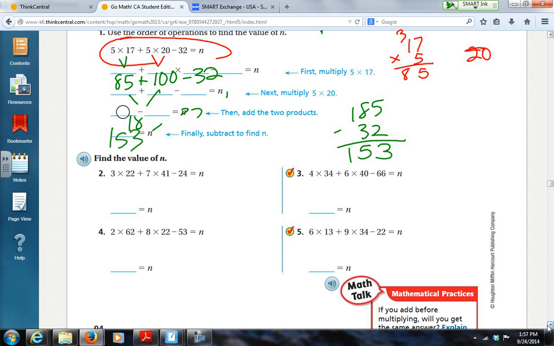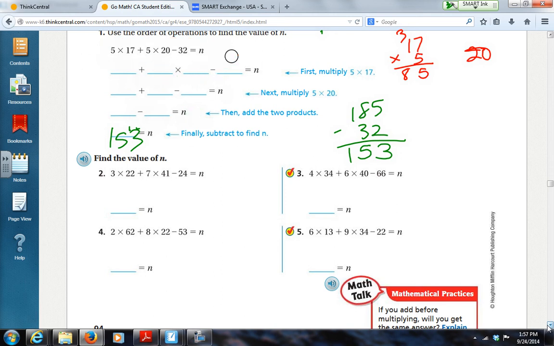Now, to fill in the blanks the way they did, I just want you watching, and then you can fill it in. All right, so 5 times 17 was 85, plus 5 times 20 minus 32. So all they're doing is solving one and then rewriting it. Then solving another and rewriting it. That's all they're doing. So I'm going to bring this down, and then I'm going to multiply these two. 5 times 20 is 100. And then I'm going to bring the 32 down. Okay? All I did was solve and rewrite.